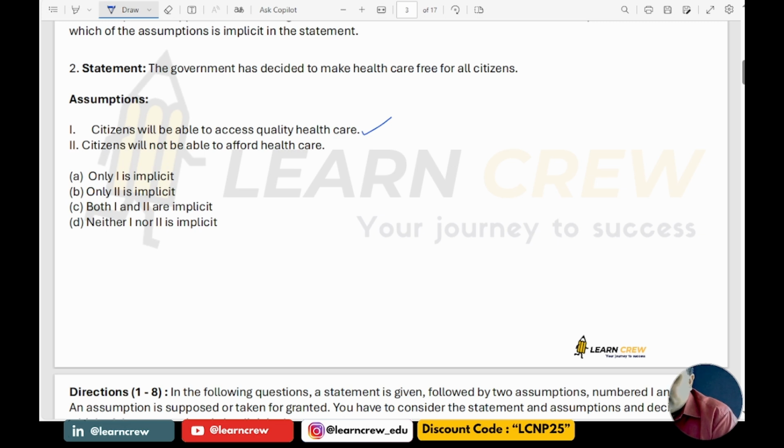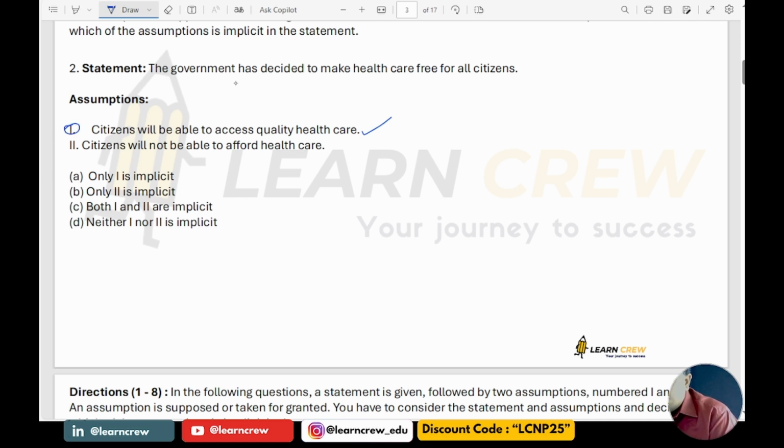See here, the government's decision to make healthcare free for all citizens implies that the citizens will be able to access quality healthcare. This is because the government would not make healthcare free if it was not able to provide quality care for all citizens. Okay, so 1 is implicit. What about 2? Assumption 2 states that citizens will not be able to afford healthcare. However, since the government has decided to make it free, this assumption is not implicit in the statement. So I will go with only 1.